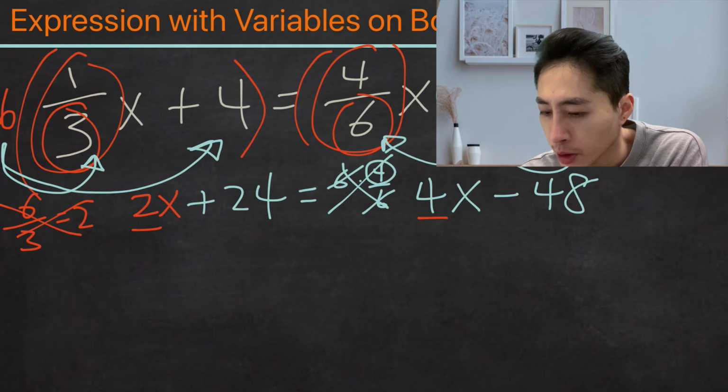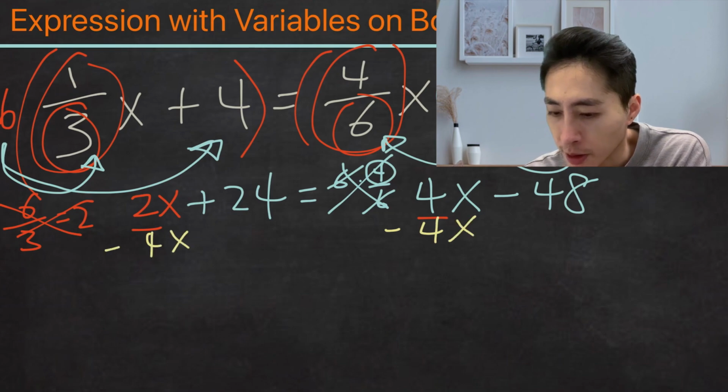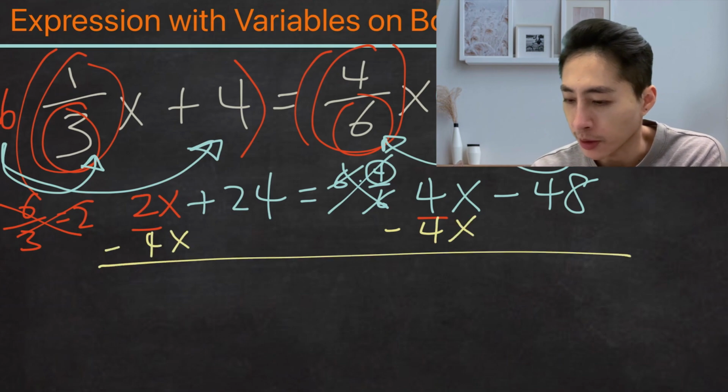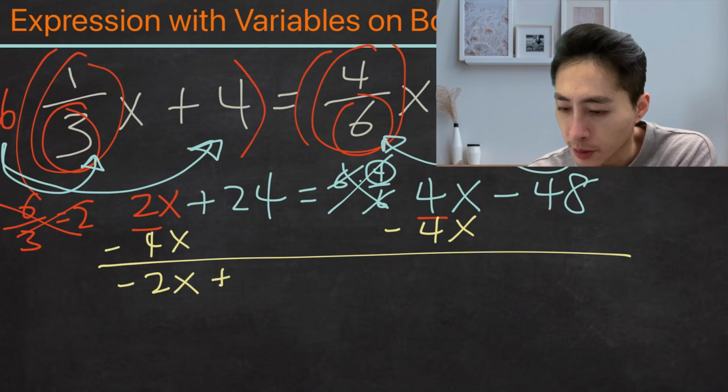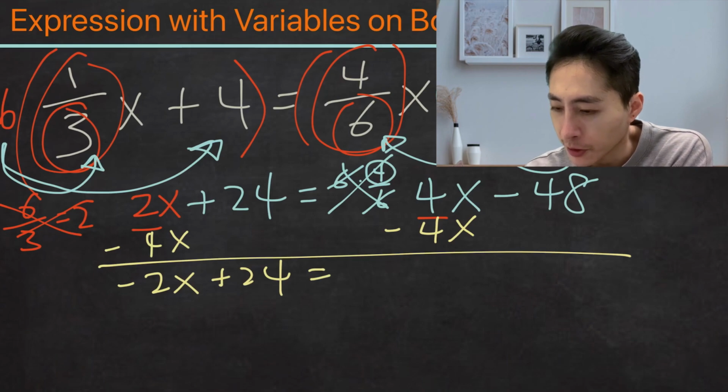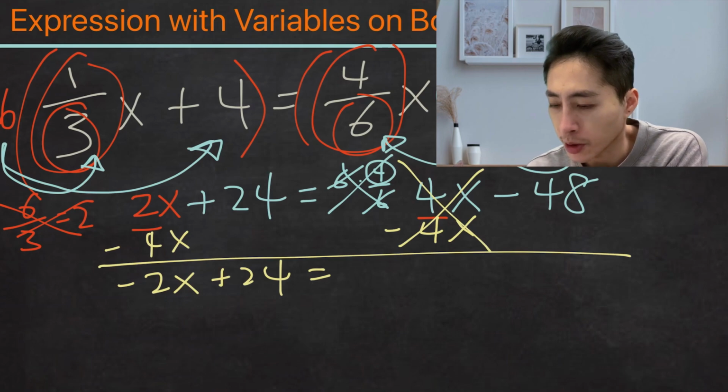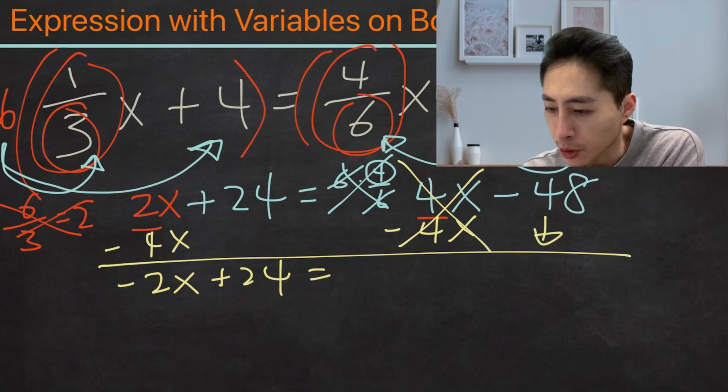I'm going to use a different color here. So I'm going to move x to the left. So minus 4x, and then minus 4x on the left side. 2x minus 4x becomes minus 2x. And then we're going to bring down a plus 24. Now 4x minus 4x equals 0. So we cancel that out, and we bring down the -48 here.